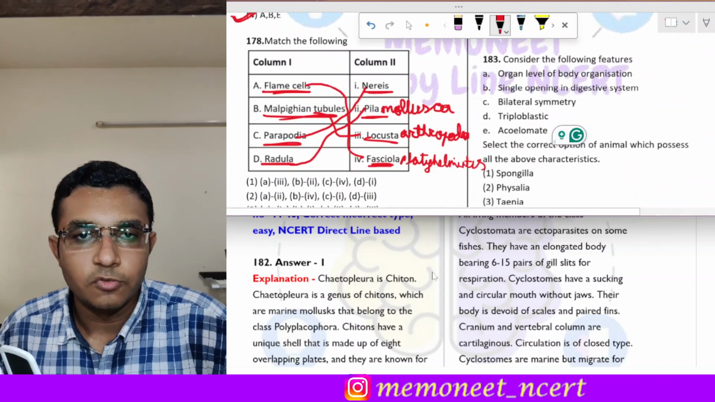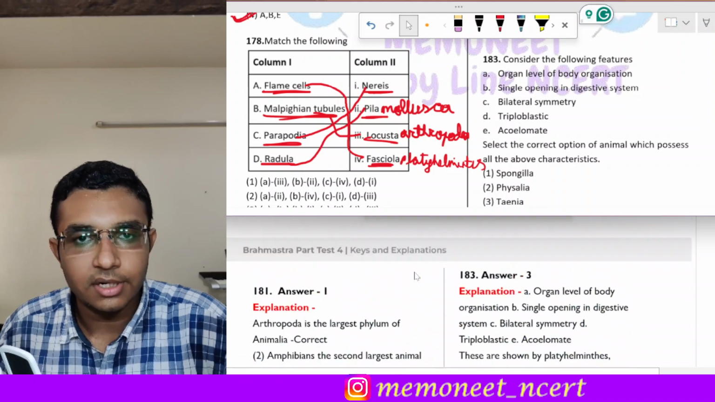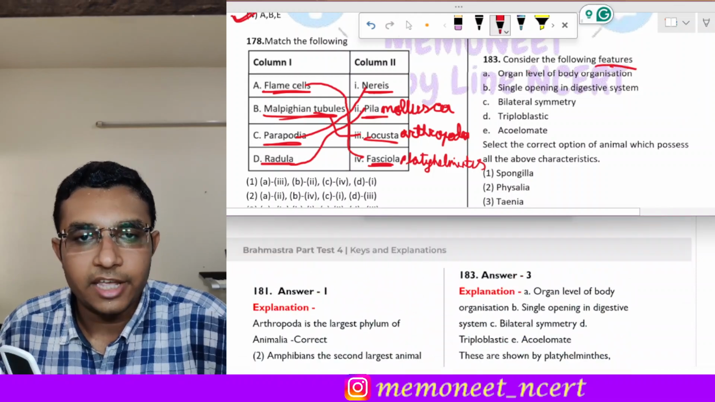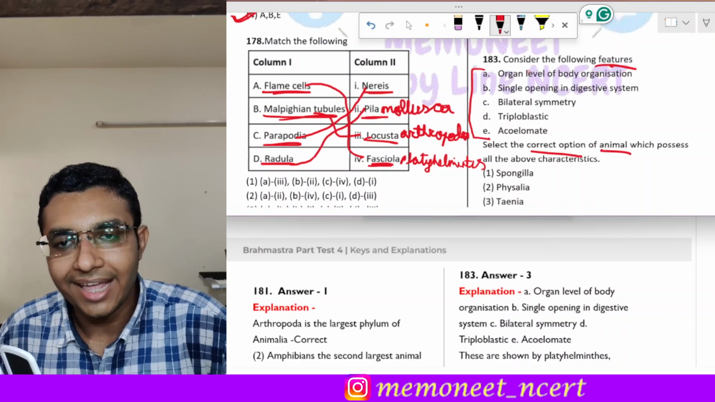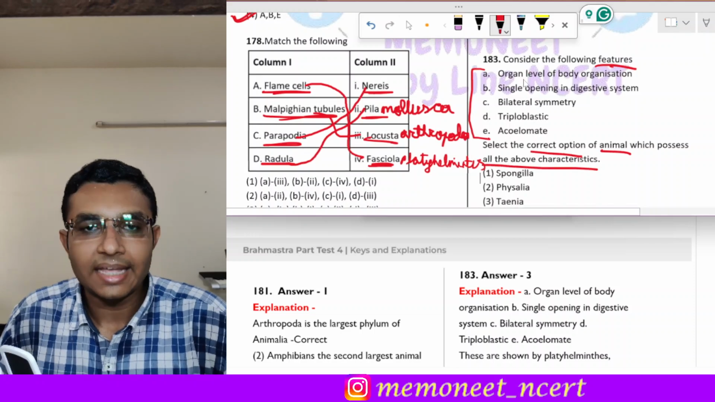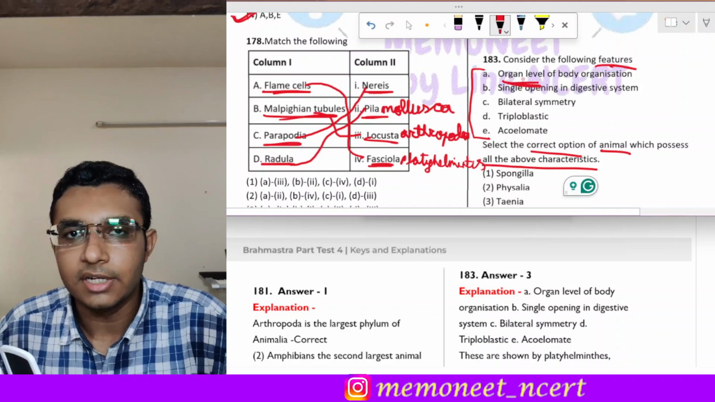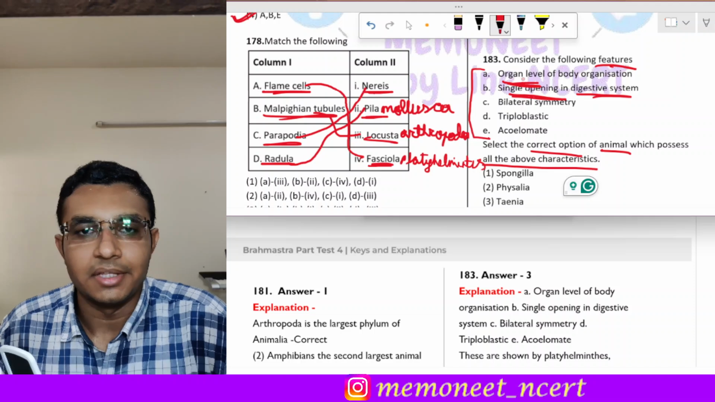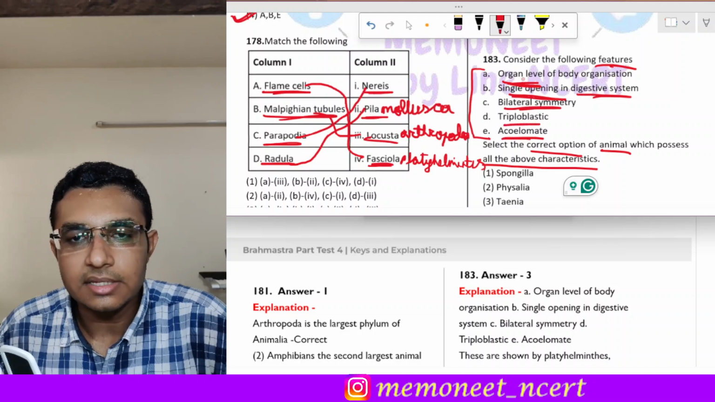Okay, moving on to the next question, that is question number 183. The question 183 states that consider the following features. Okay, so there are 5 features given over here and we have to select the correct option of animal which possesses all of the above characteristics. So what are the characteristics given in the question? First is organ level of body organization. Second is single opening in the digestive system. Then C is bilateral symmetry, D is triploblastic and E is acoelomate.